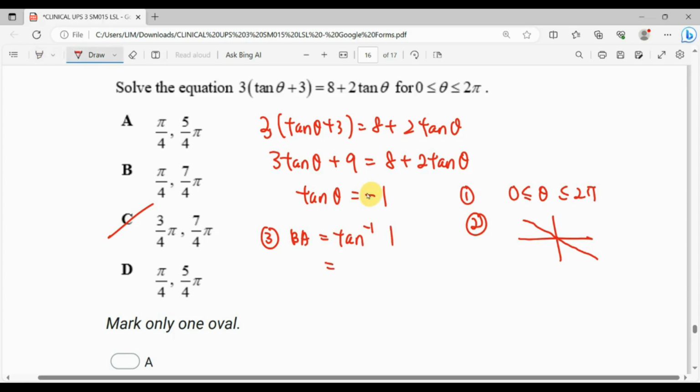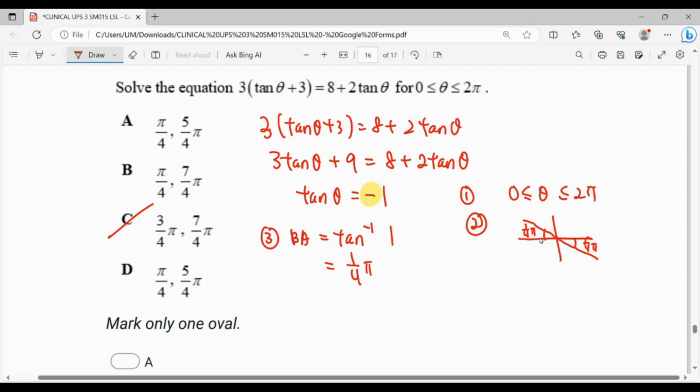So when you shift tangent 1, bear in mind this is in radian. You can see our answer is in pi form. So the calculator has to be set into radian. Then only you can get your basic angle in radian, which is 1 over 4 pi. So here basic angle 1 over 4 pi and 1 over 4 pi.